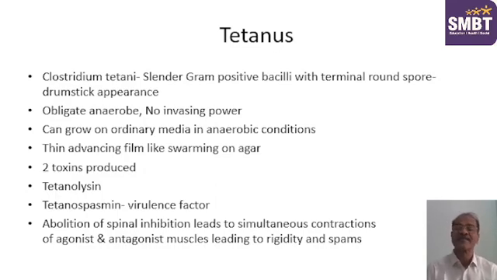What this tetanospasmin does is that it travels through nerves, and the main action is in the spinal cord. It inhibits the balancing effect that is seen in the spinal cord. The spinal cord has inhibition so that both our flexors and extensors do not act at the same time, but this inhibition is removed, and so there is simultaneous contraction of agonist and antagonist, leading to rigidity and spasm in the body. That's the effect of the tetanospasmin.